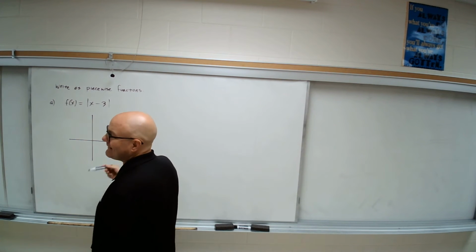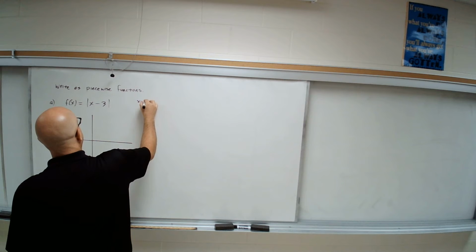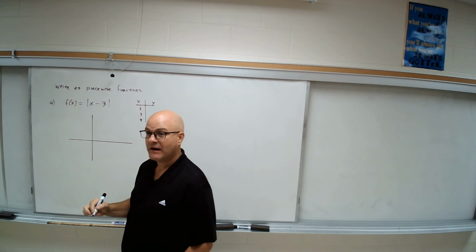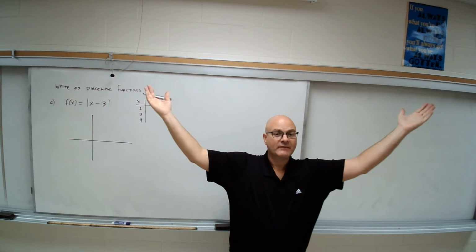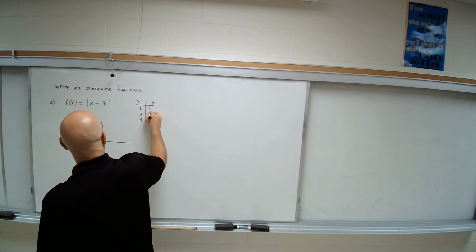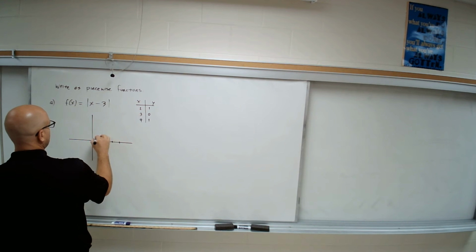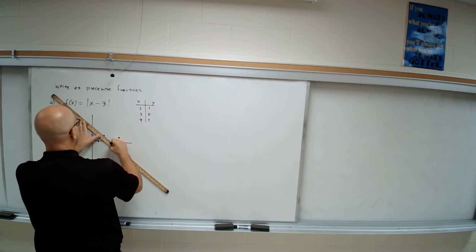So for me, even though I know the transformation, I still think, hey, I'm going to make a little table and I'm going to put 3 in the middle and pick a point above and a point below. That's going to give me the vertex and a point on each arm. I know it's V-shaped. There you go. So that would be 1, 0, 1. So our graph will look like this.